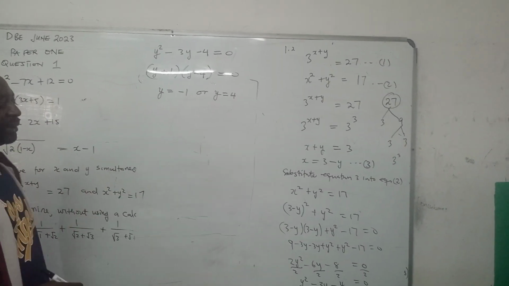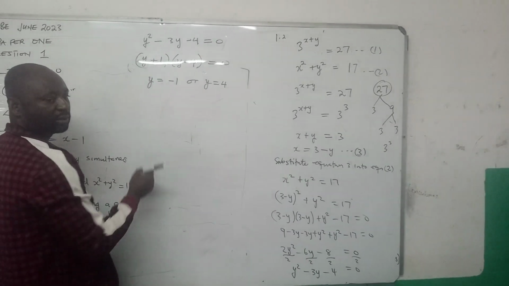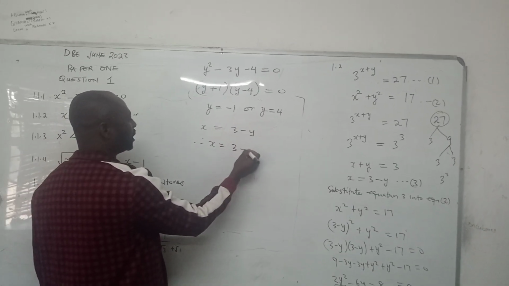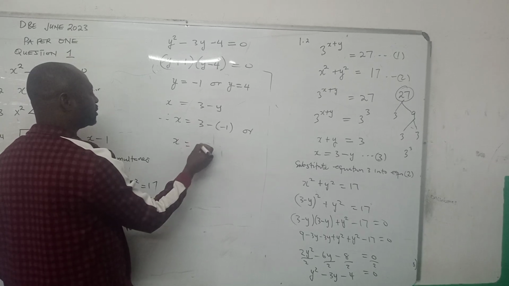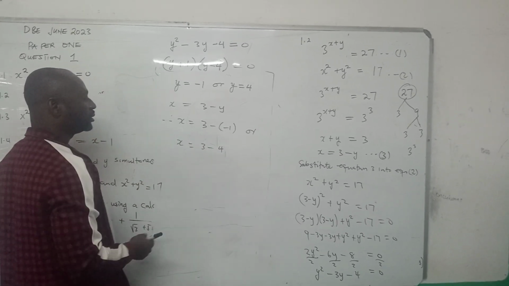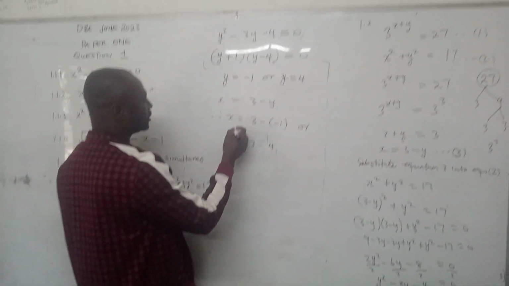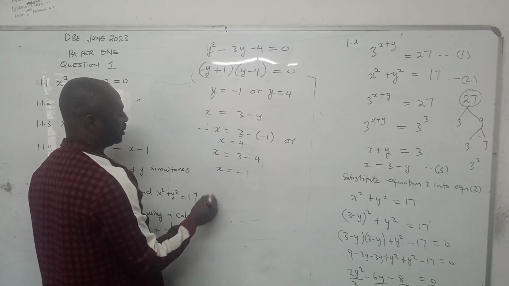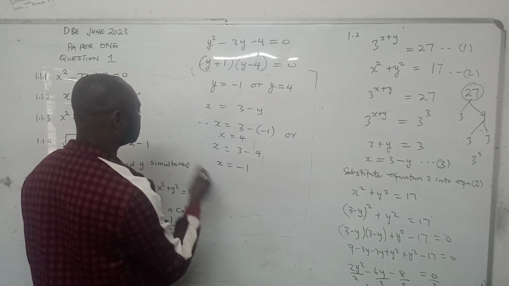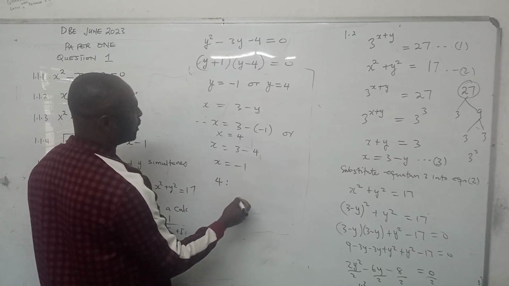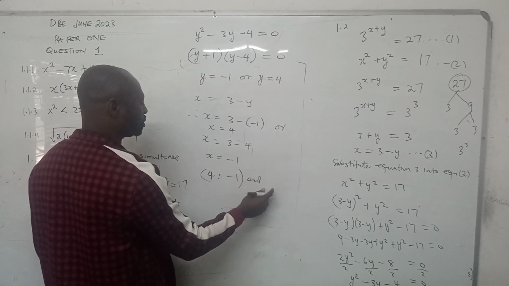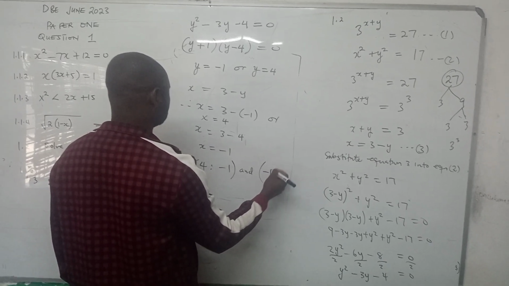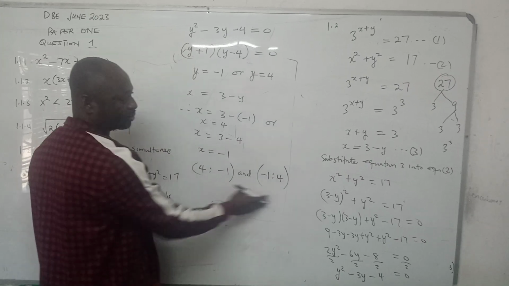I need to sub them into equation number 3, where I made x the subject of the formula. So for me to solve for x, I will say x is equal to 3 minus y. Therefore, x is equal to 3 minus (minus 1), or x is equal to 3 minus 4. So 3 minus minus 1 will give you positive 1. So that will give me x is equal to 4. And 3 minus 4 will give me x is equal to minus 1. So these are my solutions. I'll get 4 is to minus 1 as one of the solutions. And another solution will be minus 1 is to 4. These are the two solutions you will get.